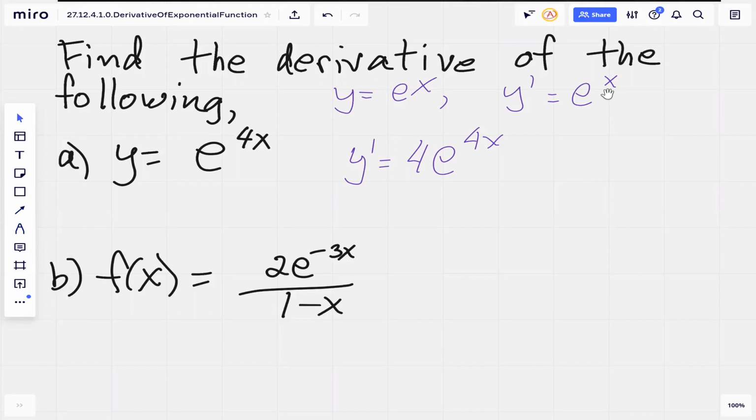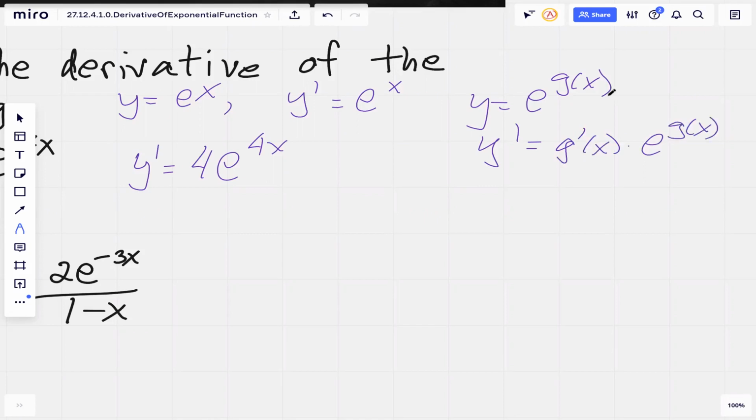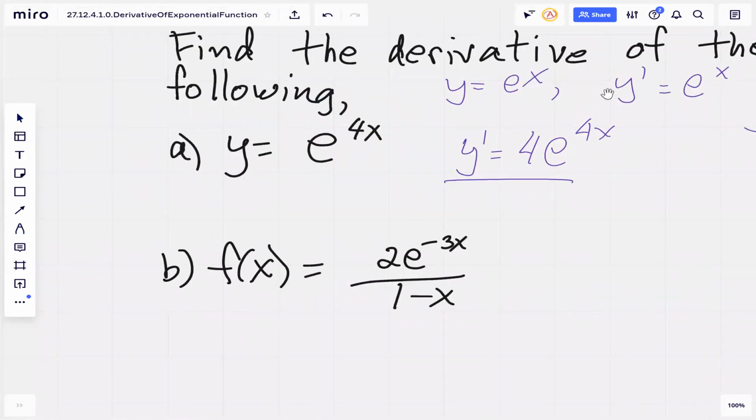So let me see if I can write that. Move the board over and write that. So y equals e to the g of x, then y prime equals g prime of x times e to the g of x. So we have used this property or version of the chain rule applied to the exponential to find the derivative of y equals e to the power 4x. Okay, all right, so now let's go back and look at our next question.